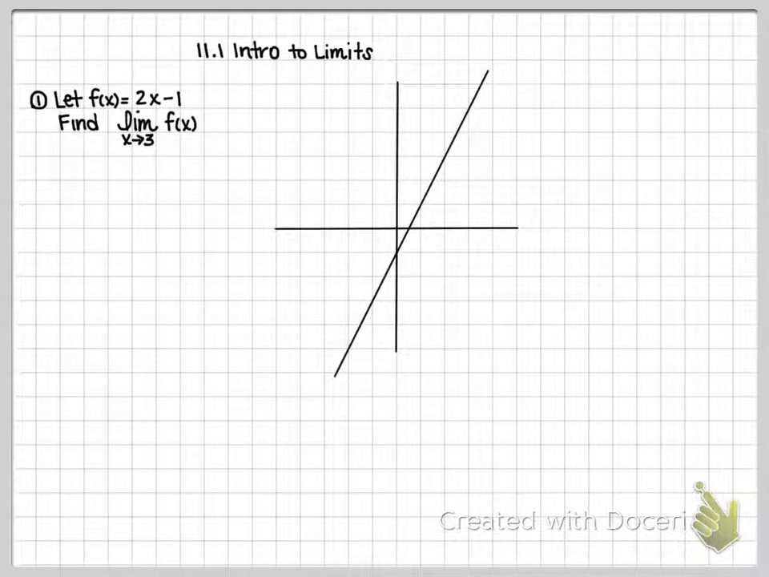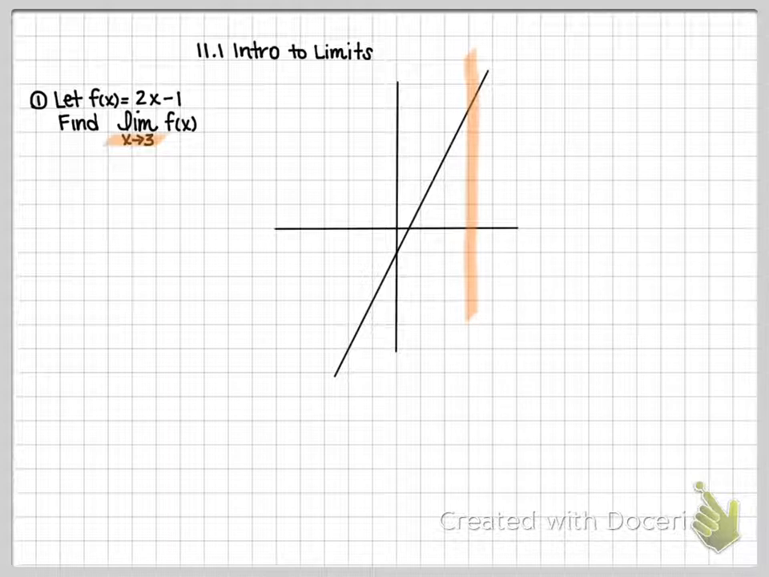Now that we have the graph on the paper, just a regular line back from Algebra 1, we want to focus in on that x value that we're trying to approach. I'm going to use an orange highlighter on this one. I want to highlight that x value I'm trying to approach, and I'll go back over here to my graph and find that x value on my graph. I'm just going to highlight that area that I'm looking for.